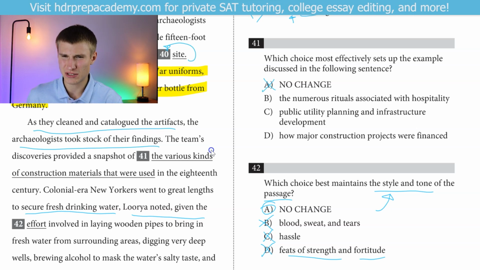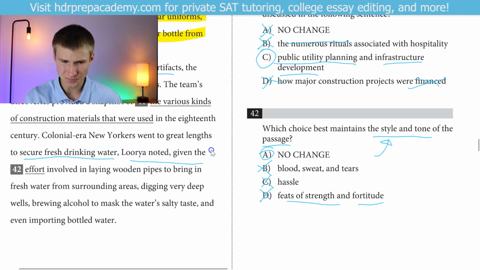And then we look at option B, the numerous rituals associated with hospitality. No, we're not focused on rituals there. Option C, public utility planning, right? Those sort of industrials, water, how the pipes are oriented, things like that, and infrastructure development. Yep, so that's right on, focusing on those industrial aspects of the city, how things were implemented to get water to different places, sewage, things like that. And then option D, how major construction projects were financed. We're not concerned with their financing. That's what's making D incorrect there.